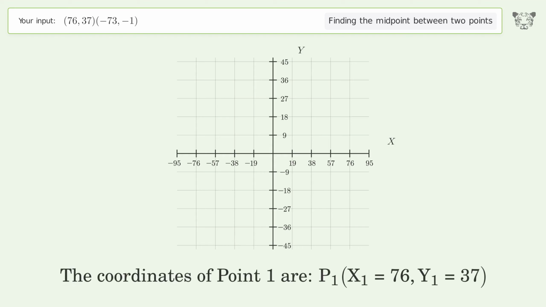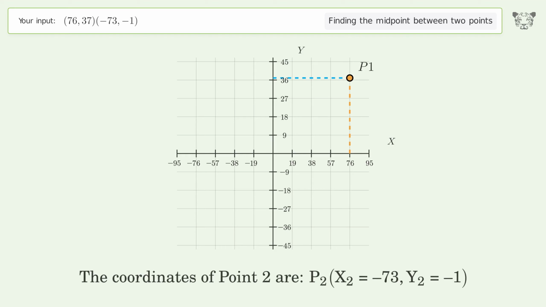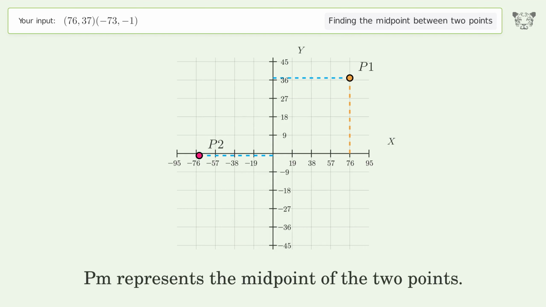The coordinates of point 1 are x1 equals 76, y1 equals 37. The coordinates of point 2 are x2 equals negative 73, y2 equals negative 1. PM represents the midpoint of the 2 points.